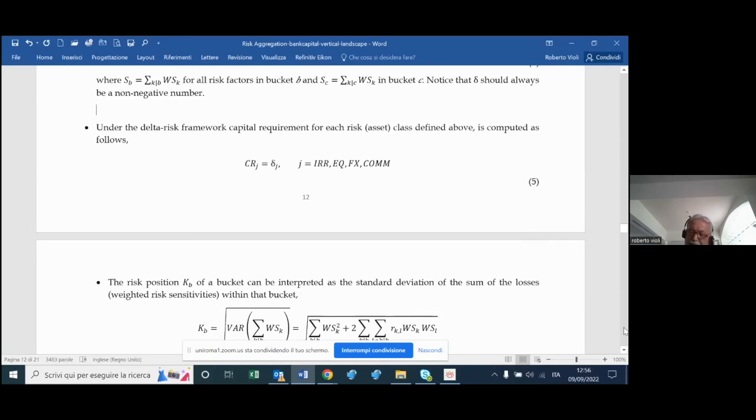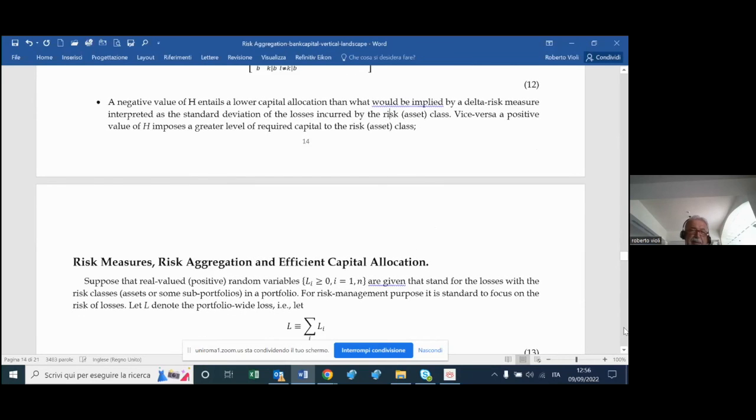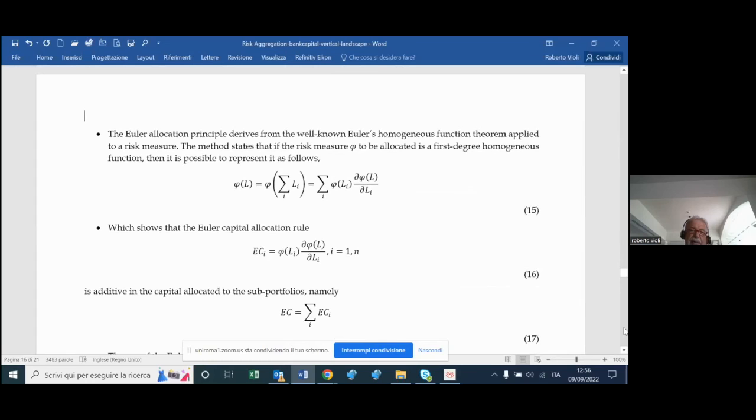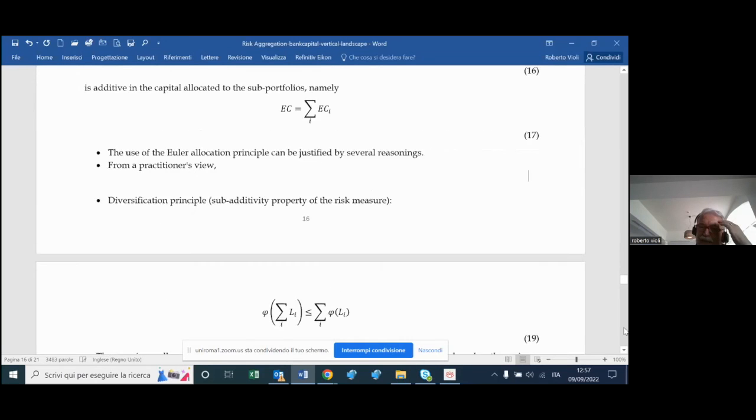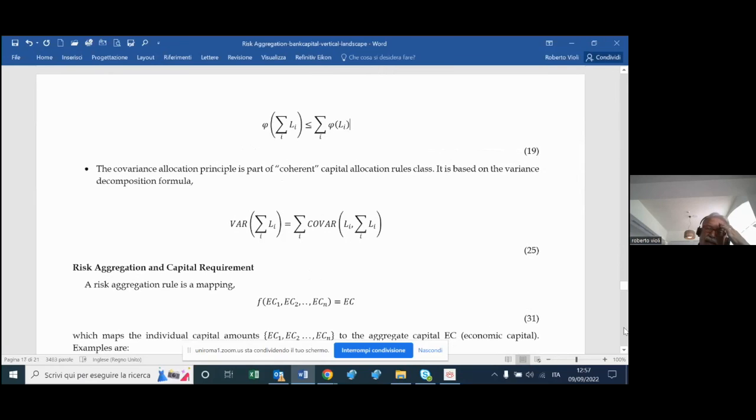Again, I'm skipping other detailed parts in the paper. As I was already explaining, I also have a description of the allocation rule that is implied by the regulator's choice, which is in principle the so-called Euler allocation principle, which unfortunately, for the reasons I was referring to, is not in fact exploited sufficiently in full. In my view, this is a pity, because this principle, which is well known also in the financial industry, has the advantage of being consistent with what is called a coherent capital requirement approach, which basically acknowledges that diversification is relevant.